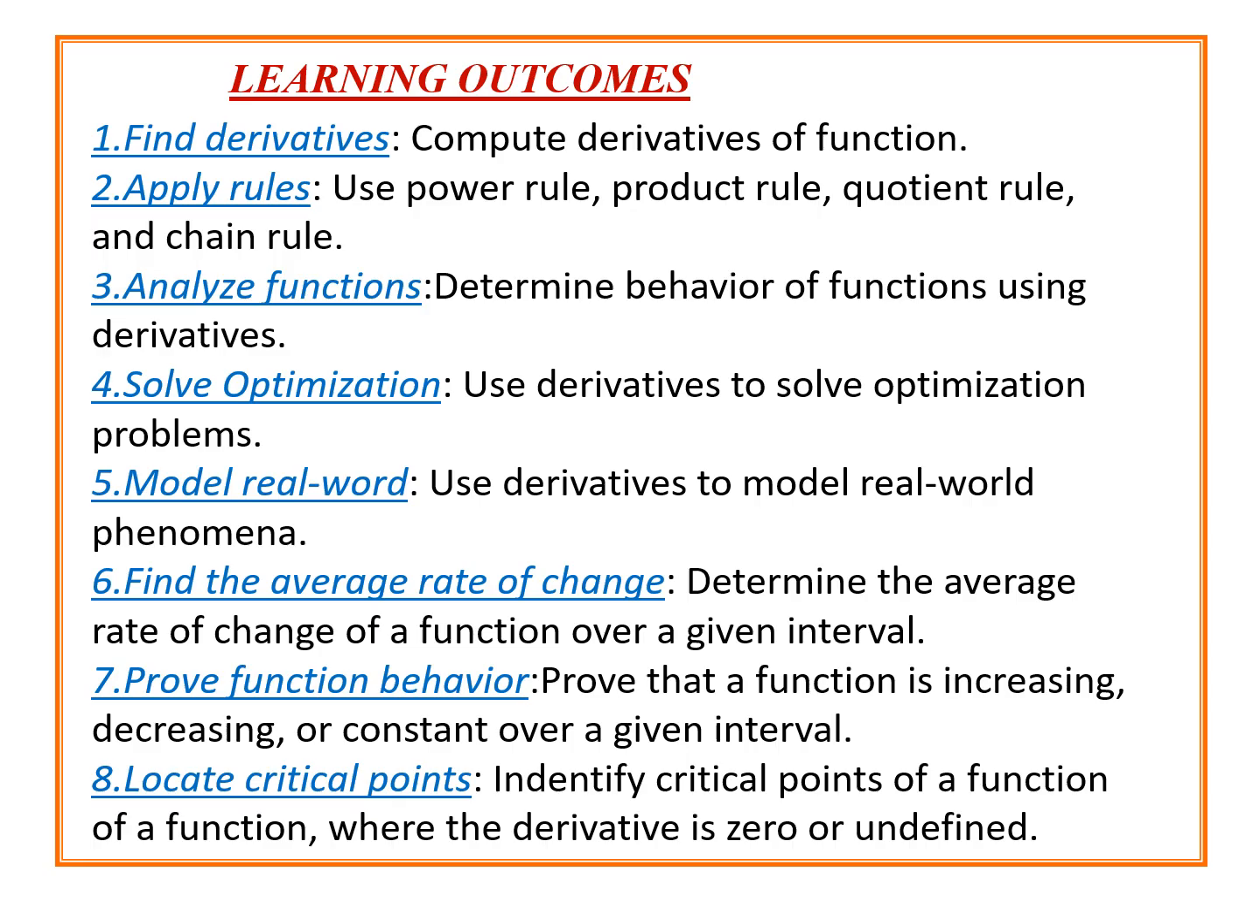Fifth one, model real world. Use derivatives to model real world phenomena. Sixth one, find the average rate of change. Determine the average rate of change of a function over a given interval. Seventh one, prove function behavior. Prove that a function is increasing or decreasing or constant over a given interval. Locate the critical points. How to identify critical points of a function where the derivative is 0 or undefined.